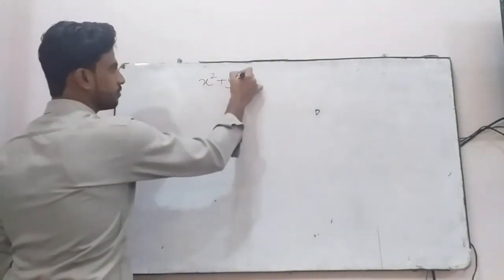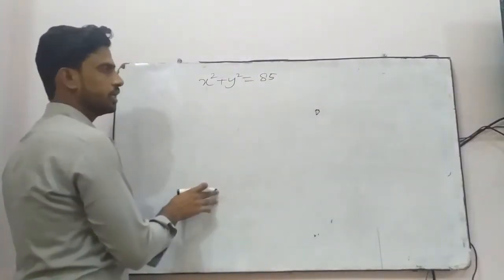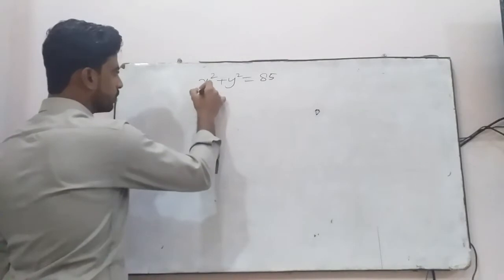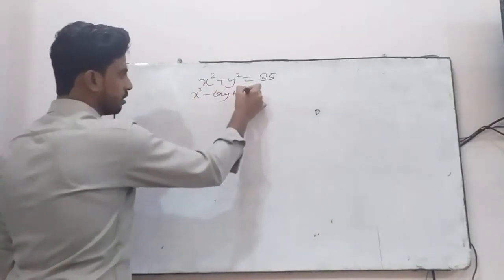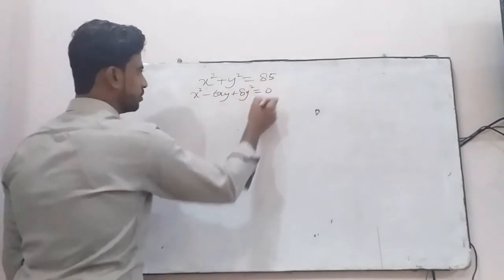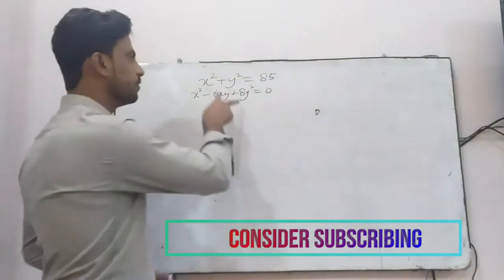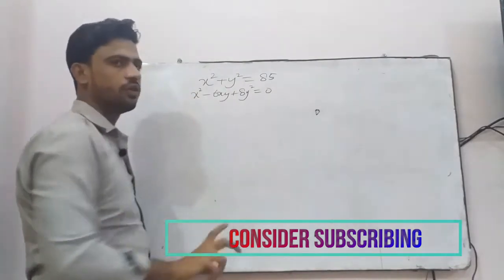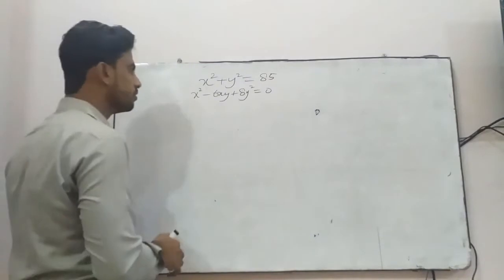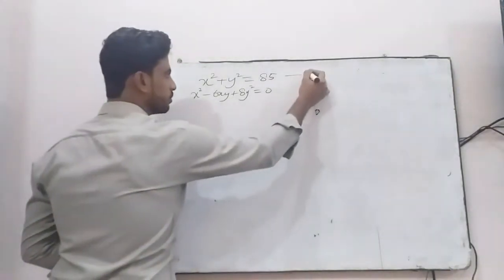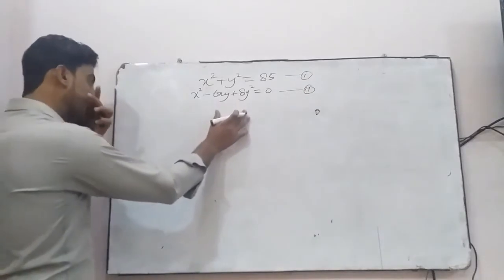x square plus y square is equal to 85. This is a quadratic equation. Another quadratic equation is x square minus 6xy plus 8y square is equal to 0. So we have written two quadratic equations, a system of two quadratic equations involving two variables. To solve this, we just factorize equation number 2. This is equation number 1, this is equation number 2.